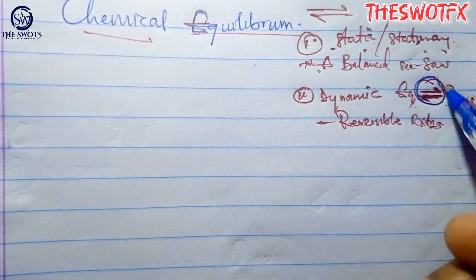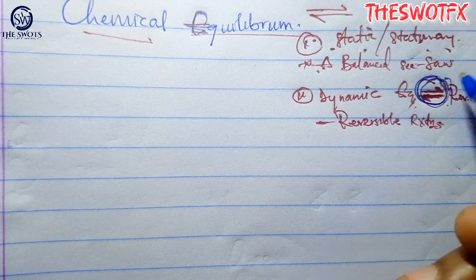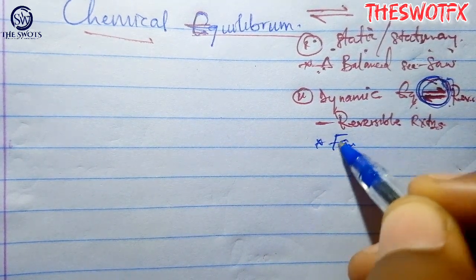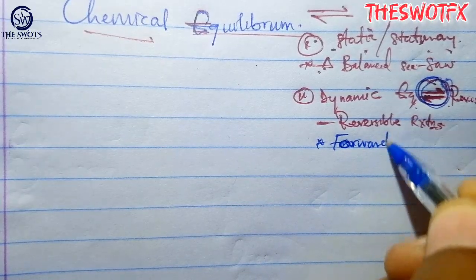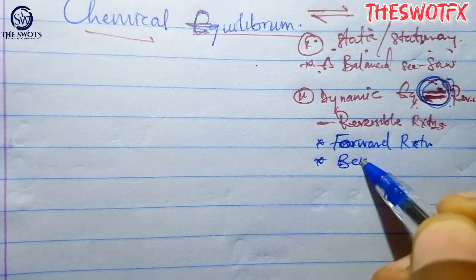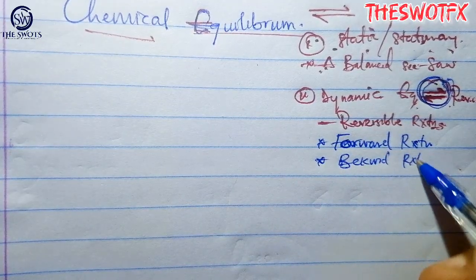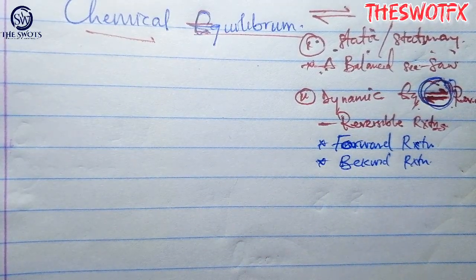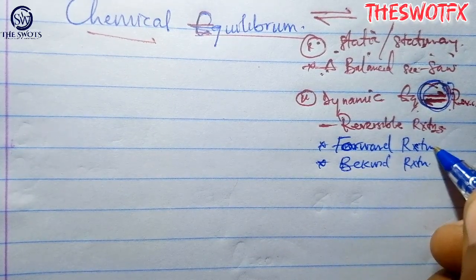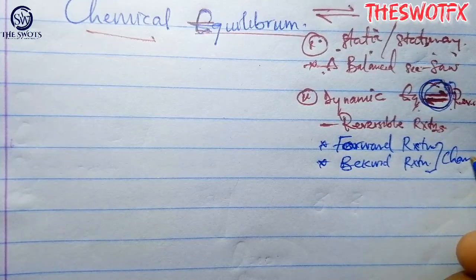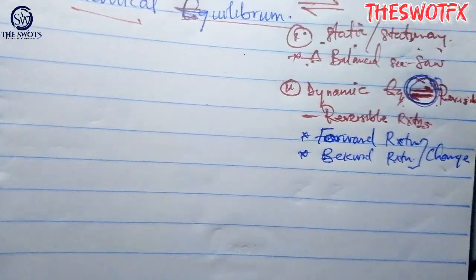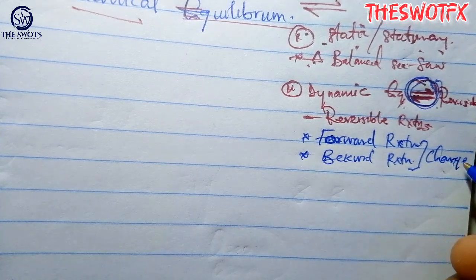a reversible reaction. Now, in a reversible reaction, we have a forward reaction, and we have what we call a backward reaction. Meaning that there is a change. It is going forward and it's also going backward. Now, this signifies change, right? And to explain this further, this signifies change.